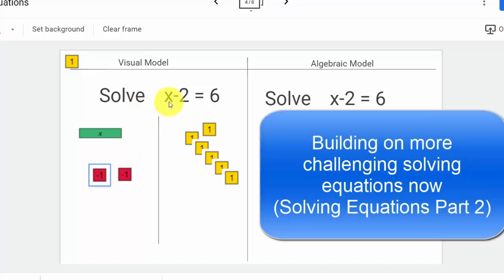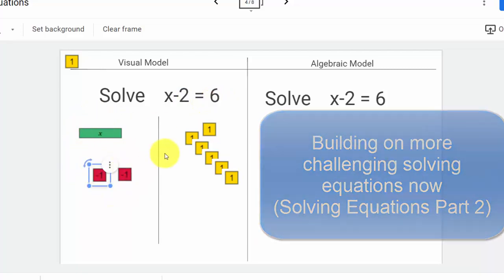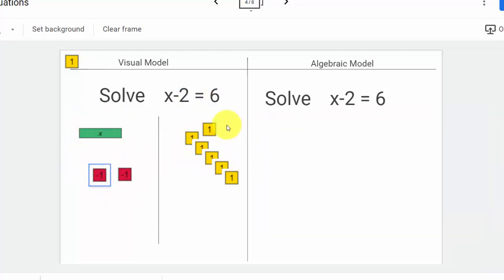We're going a little bit trickier. We're going to have x minus 2 equals 6. So on my left-hand side, I've got x minus 2. On the right-hand side, I've got 6. Some people may just look at it and know an answer, but we need a process so we can find out in the more challenging questions later on.